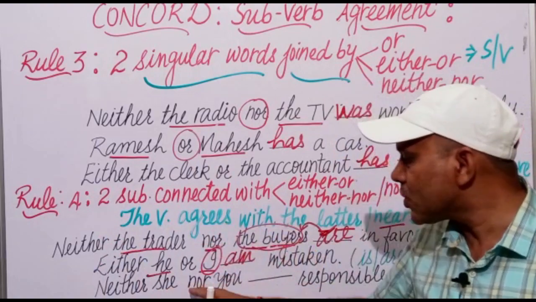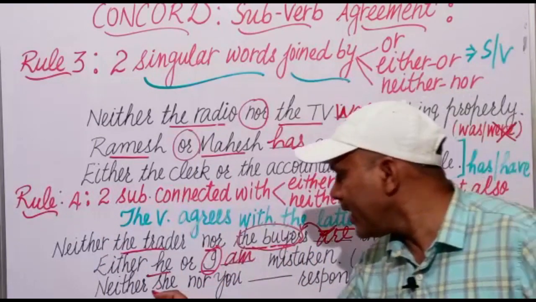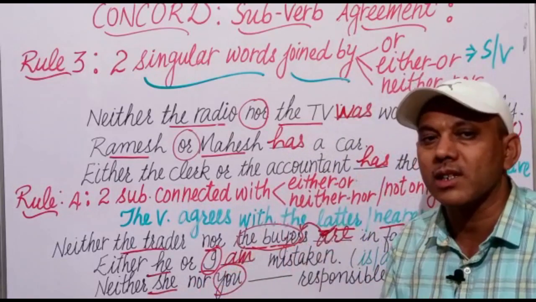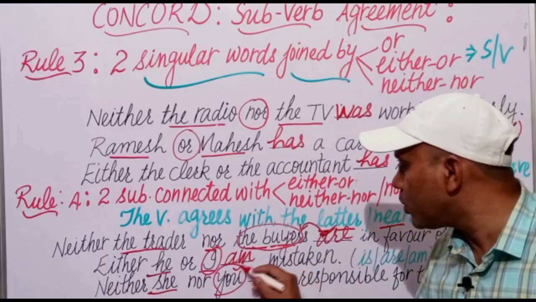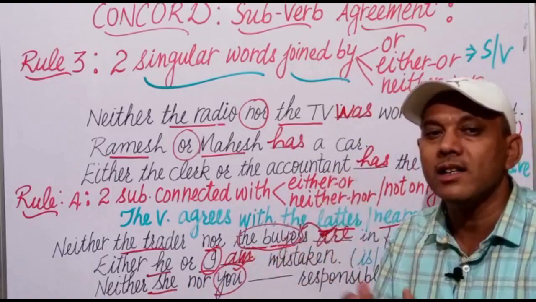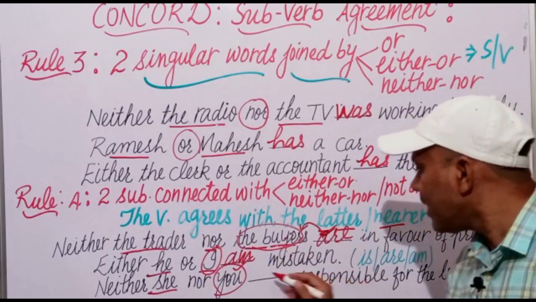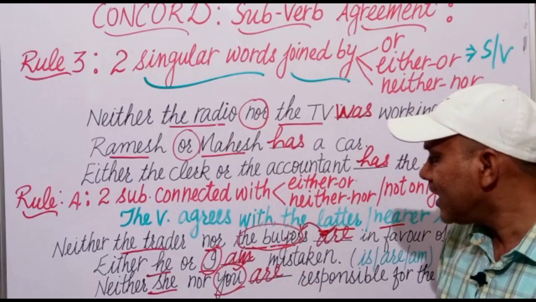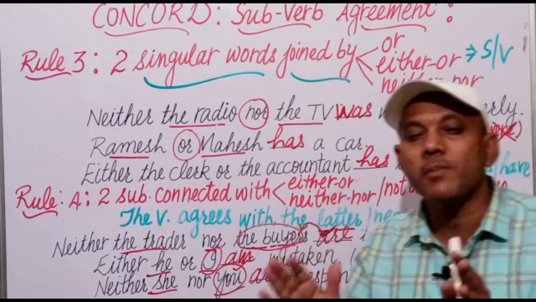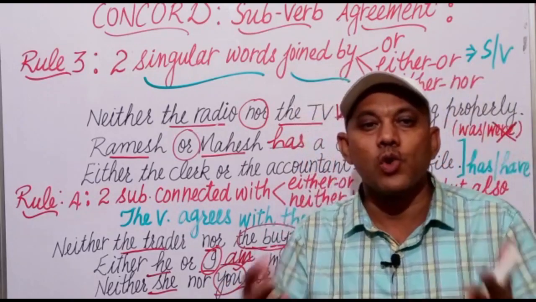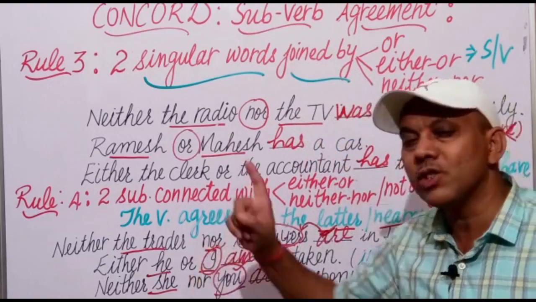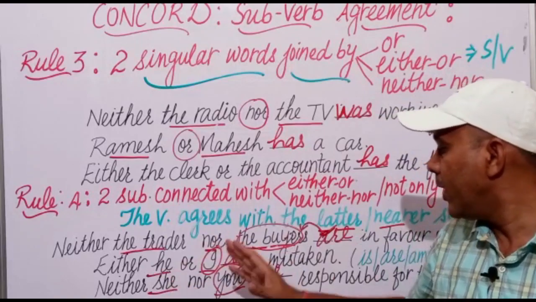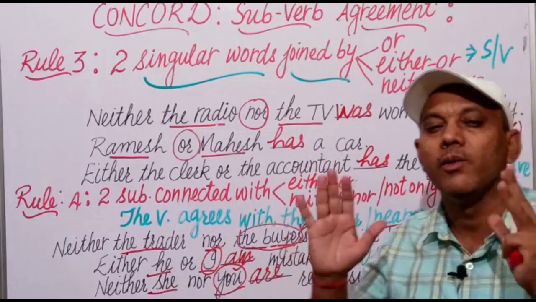Next is neither she nor you. Again, this is the former subject and you is the later subject. We shall use the verb according to this nearer or later subject. Is or are, we shall use are with you. Neither she nor you are responsible for the loss. जो नुकसान हुआ है उसके लिए ना ही तो वो जिम्मेवार है और ना ही तुम जिम्मेवार हो. Neither she nor you are responsible for the loss.